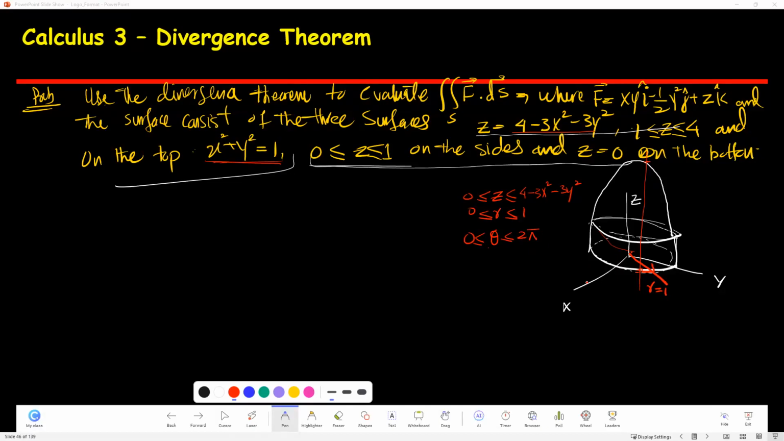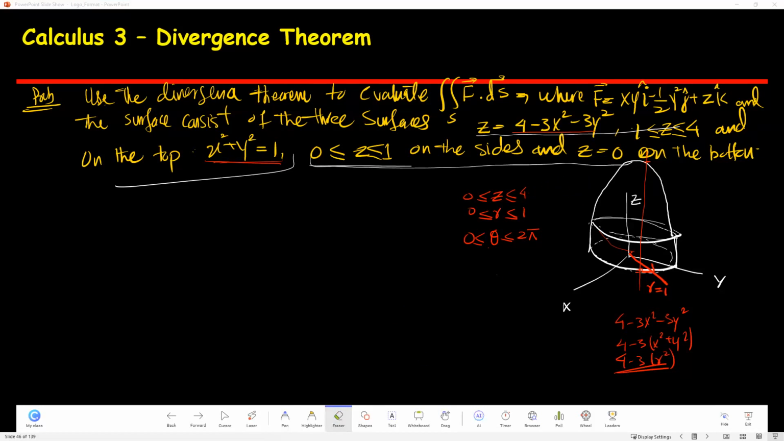Okay, now take a look at this. I'm going to say 4 minus 3x squared minus 3y squared is 4 minus 3 times x squared plus y squared, and I can say it is 4 minus 3r squared. So I can get rid of this and write it in the form of r: 4 minus 3r squared. Alrighty, now it's pretty much a very simple problem for us. Let's start solving.